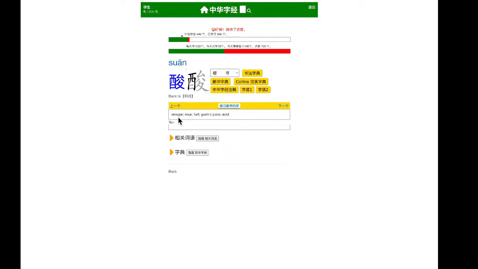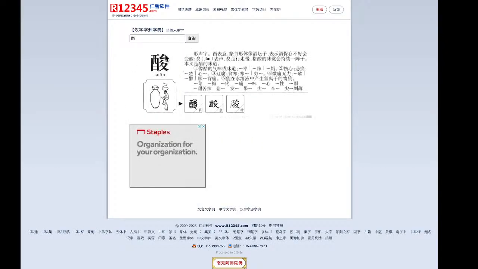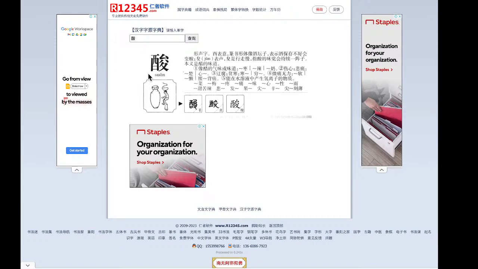酸, suan, is vinegar or sour, tart, gastric acid. Anything that's related to sour or acid, or anything resembling vinegar. Suan. So if you look at the word, the left part is this part, a vessel that is usually used to store wine or liquor. That's the left side.